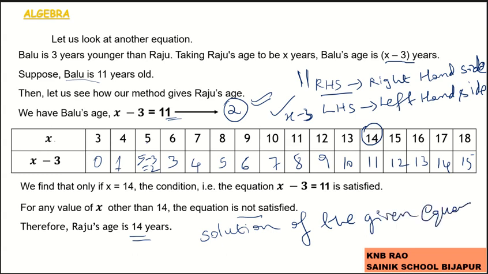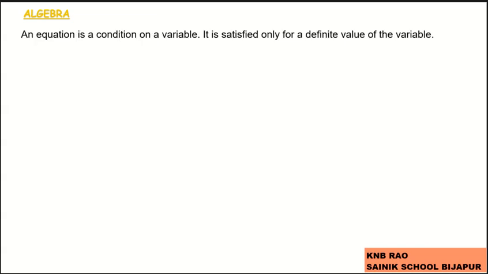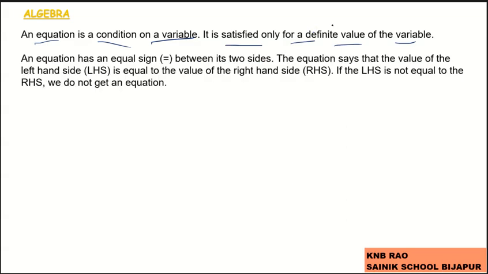We are going to learn the meaning of equation and later we will learn solution. So, an equation is a condition. An equation is a condition on a variable. It is satisfied only for a definite value of the variable. It is satisfied only for certain values, one and only one value, or a definite value.